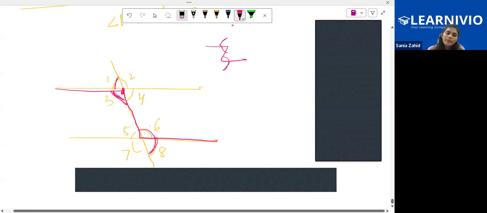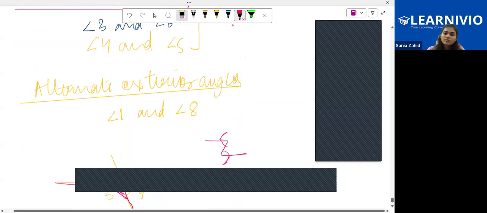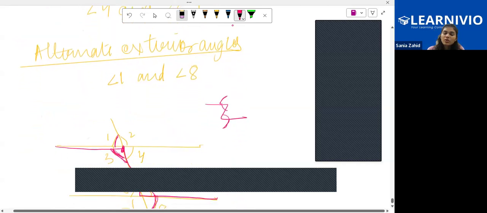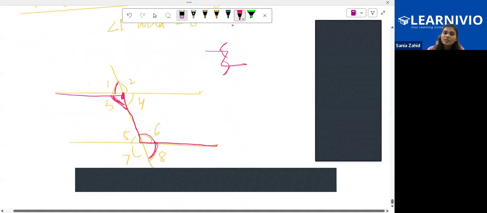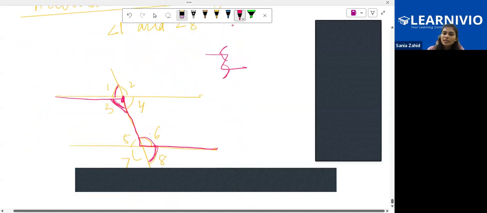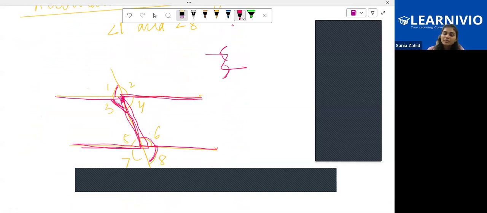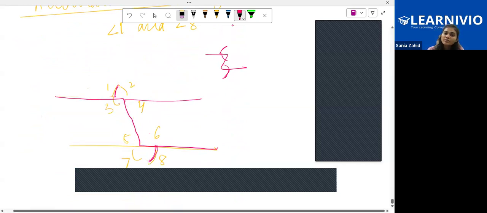Yes. So, ma'am, 3 and 6 are alternate interior angles. 1 and 8 are alternate exterior angles. Now there is also another pair of alternate exterior angles. If you form the Z like this, then what are alternate interior? First tell me interior. 4 and 5. Okay, then what are exterior? 1 and 2. 6 and 3. No, it's 2 and 7.